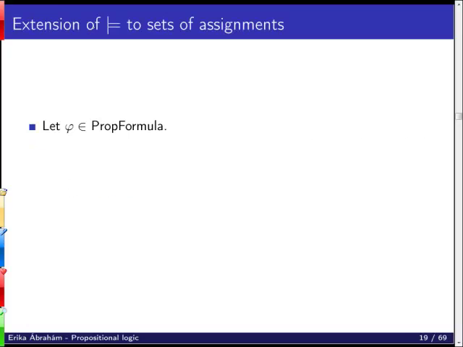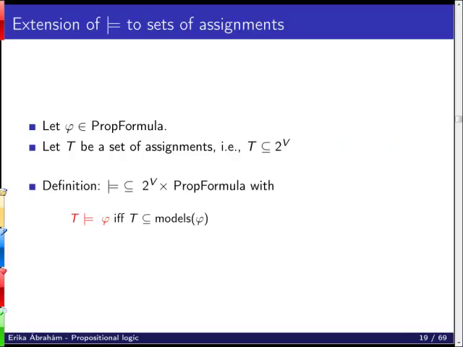Okay, and now we can extend also the satisfaction relation. Until now, what we had is the satisfaction relation between an assignment and a formula. That means what we said is alpha is a model of the formula phi. Now I can extend it also to sets of valuations. I can say that a set of valuations is a model for phi if each valuation in this set is a model. That means the set is a subset of the models of phi. This is just a convenience notation.